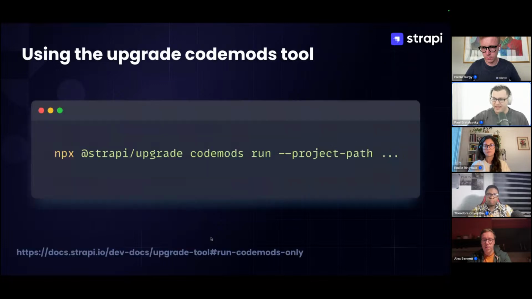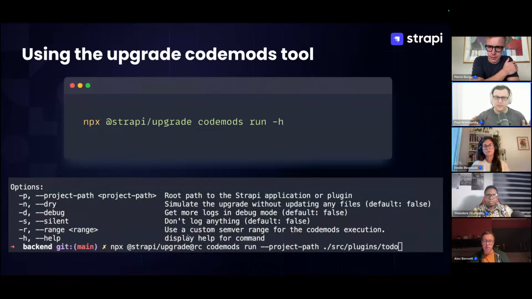The second approach is to use the upgrade codemod tool, and you could learn more about it in our documentation. This is the step that I took when I was upgrading my personal plugin. You will be able to run strapi upgrade codemods run, and then you just point to the path of where your plugin resides, and it's going to do its best to migrate all things. And by the way, if you want to see what other commands are available, you could run the help flag command here. I'll show you the output.